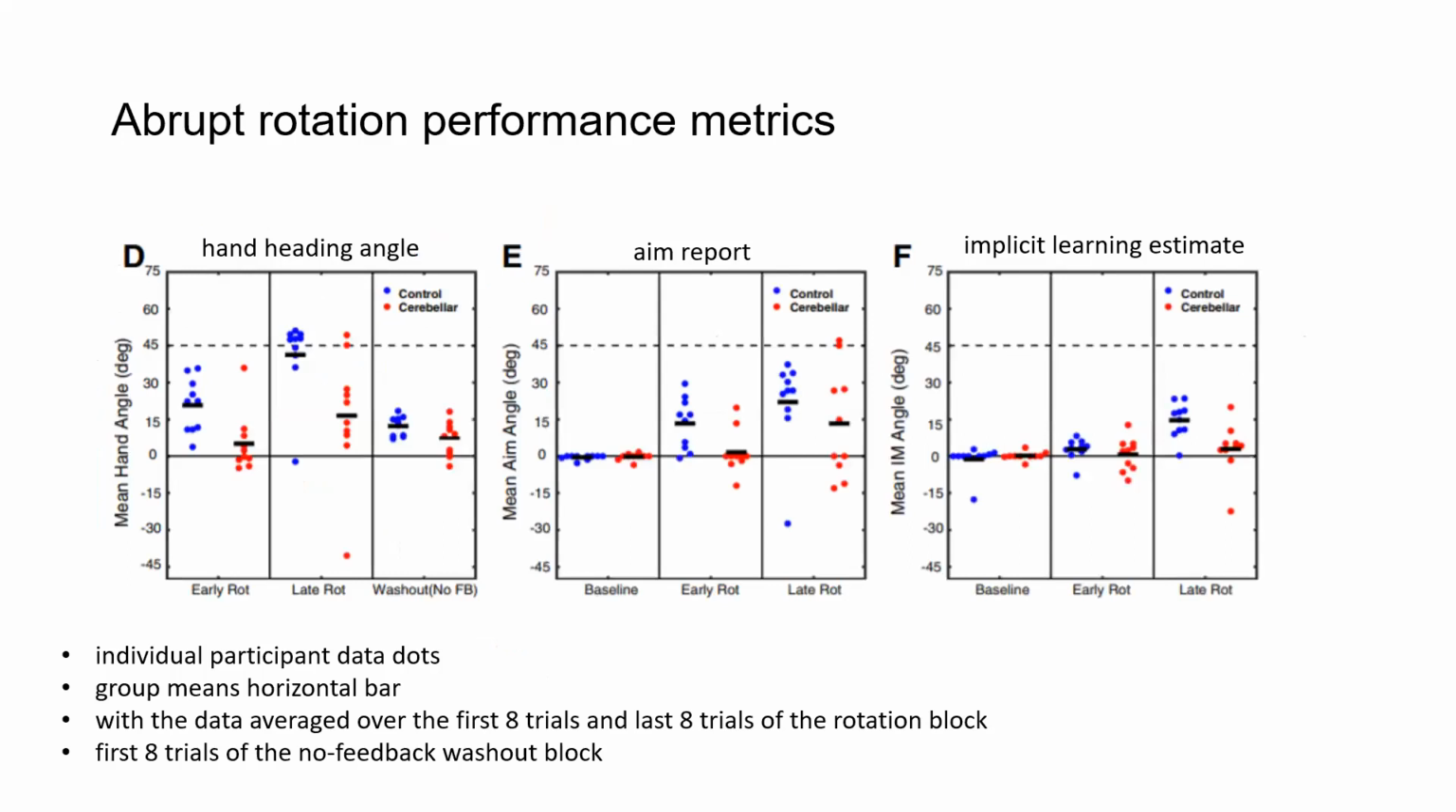In another set of graphs, we see individual participant performance represented by dots, and group means are represented by horizontal bars. Importantly, we are looking at only the beginning and end of the rotation block and the beginning of the washout block. This is the data I mentioned earlier that trials were binned into groups of 8. So what you see here is really the mean hand angle for the first and last 8 trials of the rotation block and first 8 trials of the washout block and baseline block, respectively.